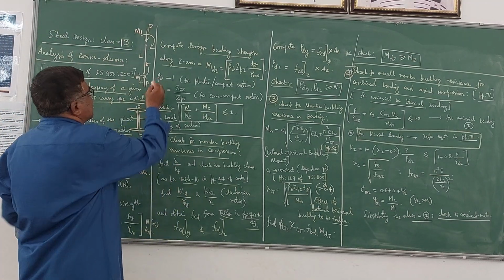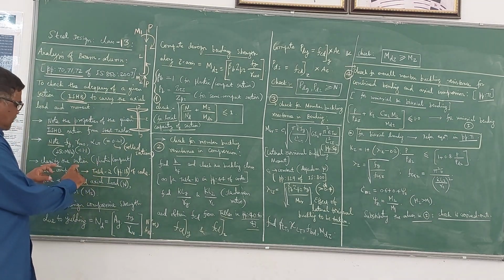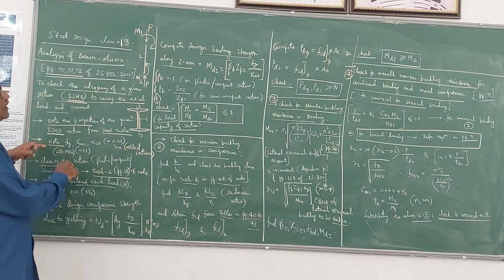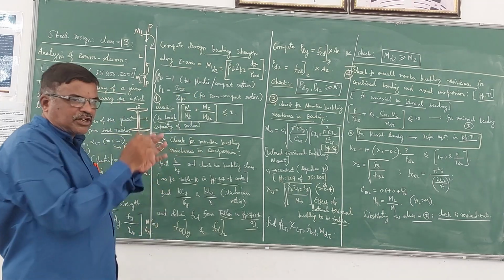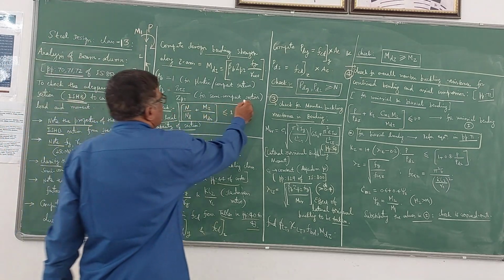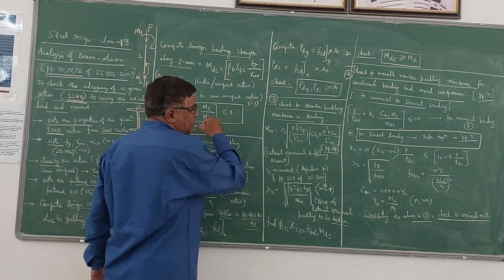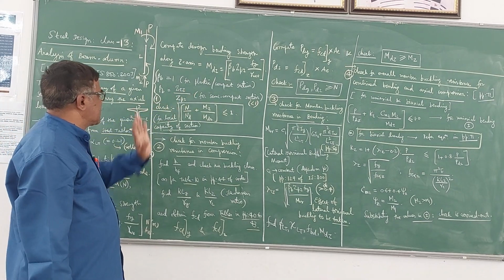Where beta b is taken as 1 if it is a compact or plastic section, which we get from this step, and beta b is taken as Zez by Zpz, the ratio, if it is a semi-compact section, wherein this value is slightly less than 1. Beta b will be less than 1 because Zez is less than Zpz.